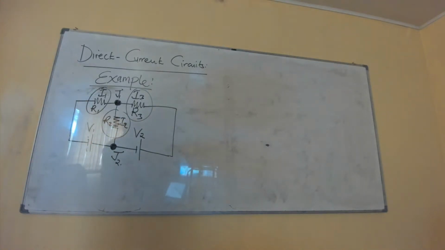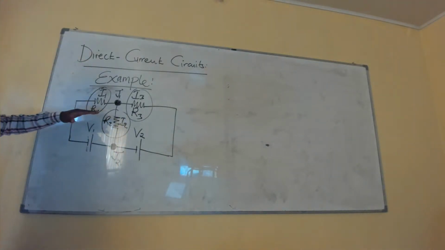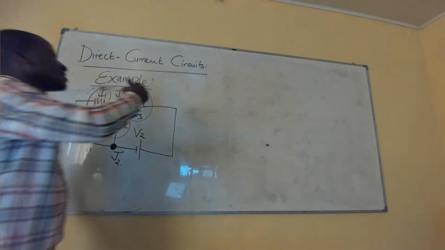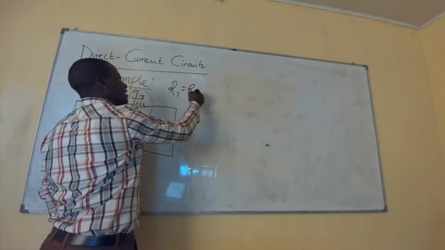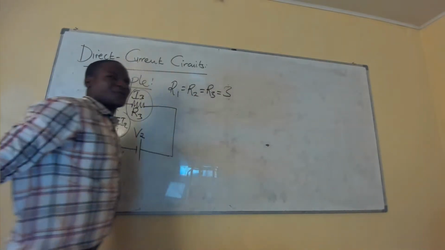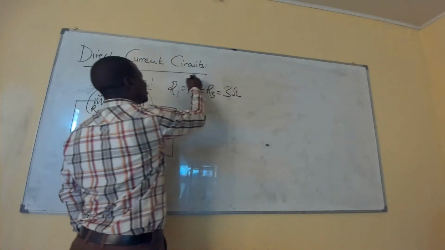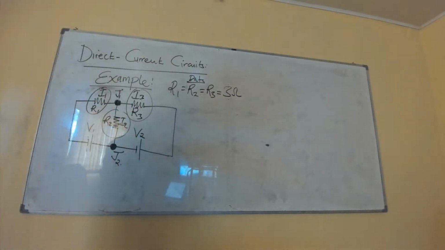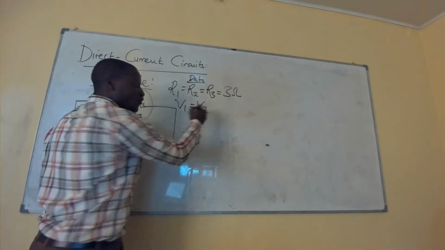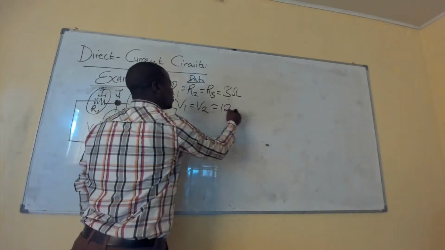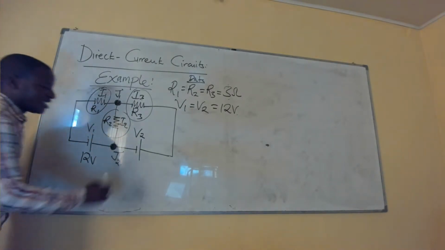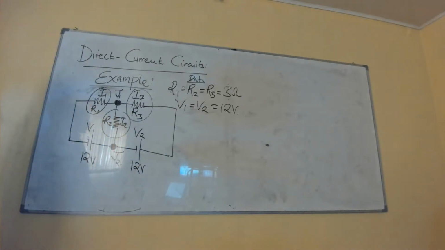Now, the next thing that we need to do is find out what data we have been given. From the question, we see that R1 is equal to R2, which is equal to R3, and this is equal to 3 ohms. That is the data that we've been given from the question. Then we've also been given that V1 must be equal to V2, which is equal to 12 volts. So here we have 12 volts, and there we have 12 volts.